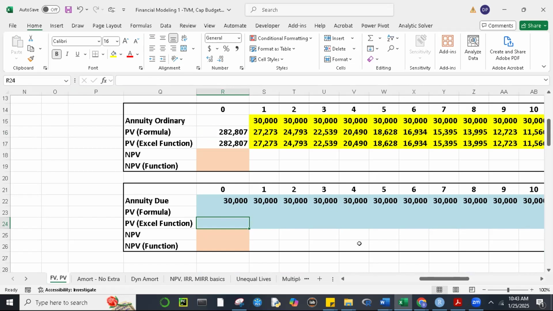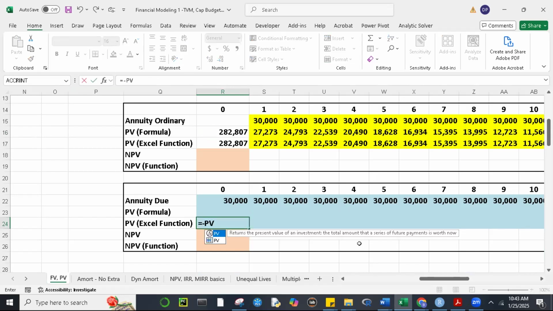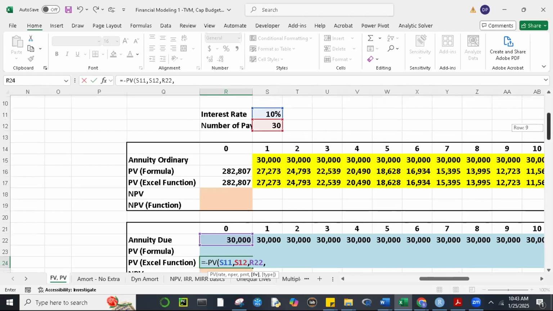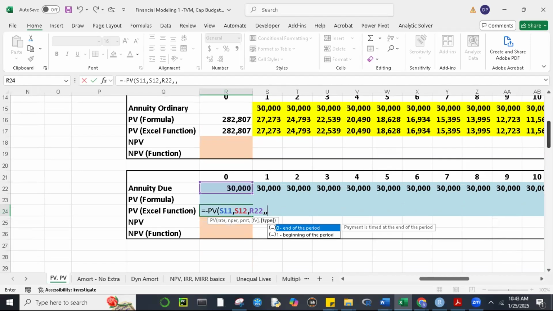The present value using the Excel function is equal to negative PV. The rate is the same, 10%, comma. NPER is also 30 years, comma. PMT is also 30,000, comma. Ignore the FV, comma. Here is a difference. What will be the type? Is it the end of the period, which is annuity ordinary, or beginning of the period, which is annuity due? It's annuity due, so we put 1 there. And you'll get a present value that's higher than 282,807.